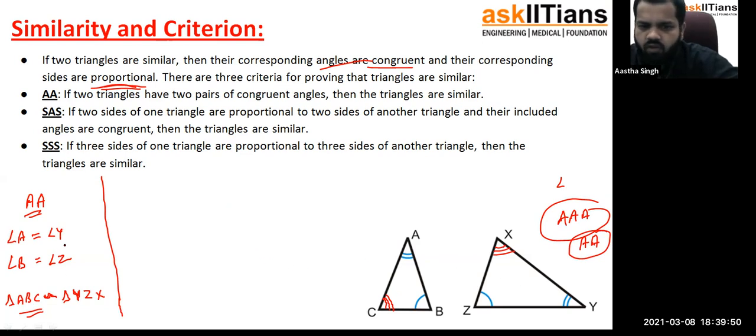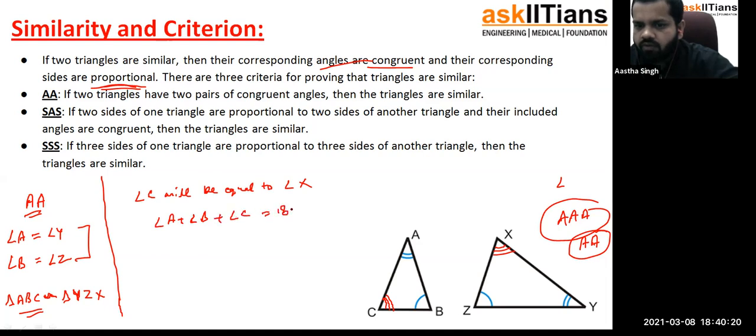If A is equal to Y, B is equal to Z, and these two are given, I am saying that angle C will be equal to angle X. Right? Why am I writing this? If angle A is equal to Y and B is equal to Z, angle A plus angle B plus angle C will be equal to 180. Angle A is angle Y, angle B is angle Z.